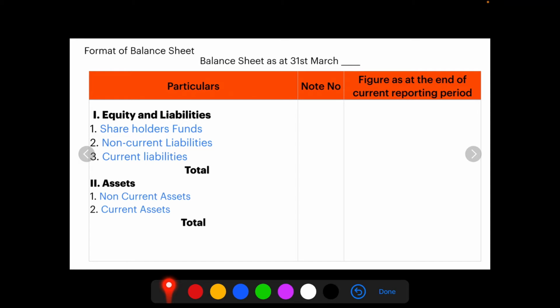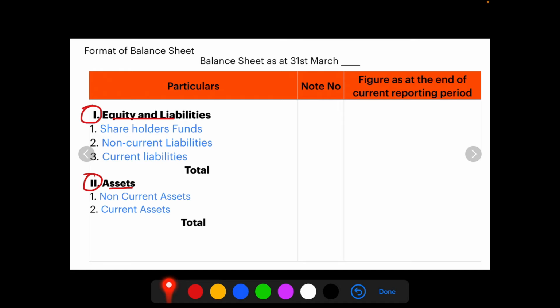So here you can see, students, we have two important items. One, equity and liabilities. Two, assets. Under equity and liabilities, I have numbered it as Roman number 1. Over here, we have three major headings. 1, shareholders funds. 2, non-current liabilities. 3, current liabilities. Under Roman number 2, that's nothing but the assets, we have two major headings. 1, non-current assets. 2, current assets.